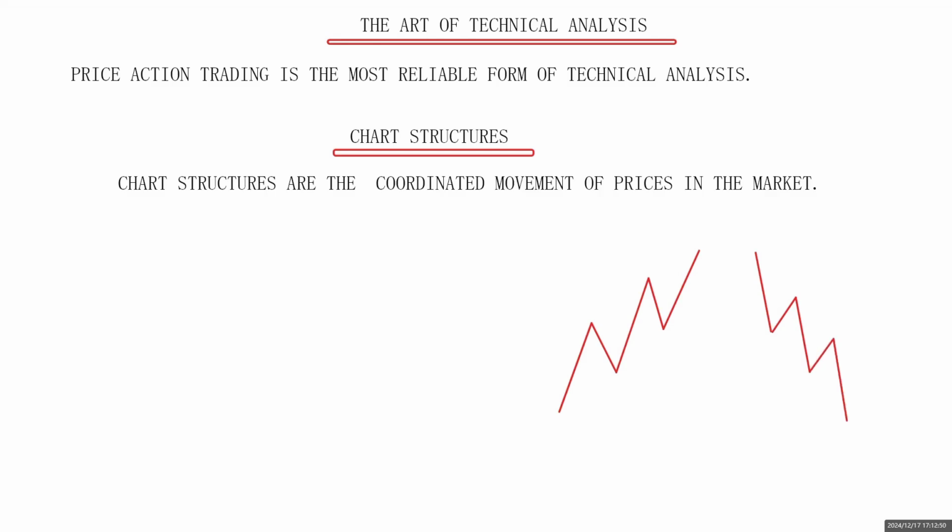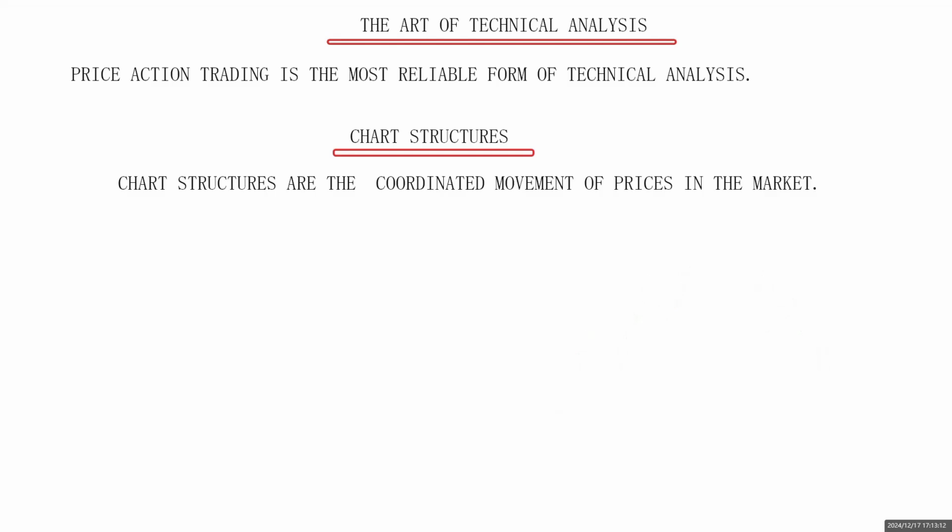So chart structures are the coordination of all of these candlesticks, all of those movements. Those are what we call the chart structures. They move in a likewise pattern, or in a likewise movement, known as chart structures. And when we are talking about these chart structures, it's important to note that we have two types of chart structures.